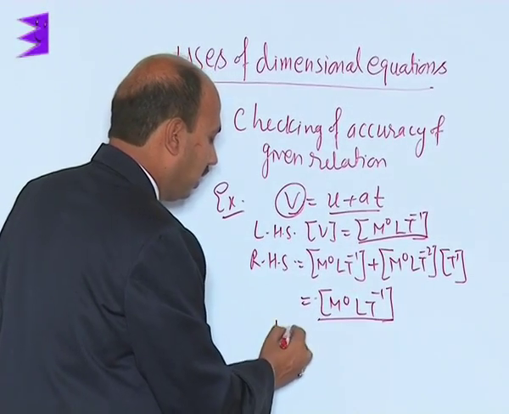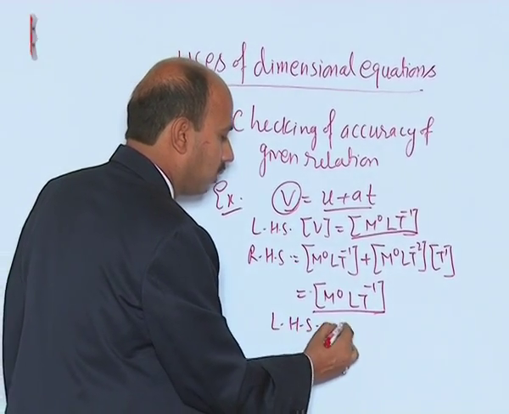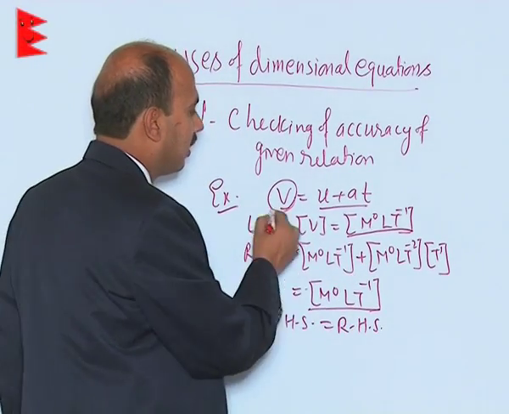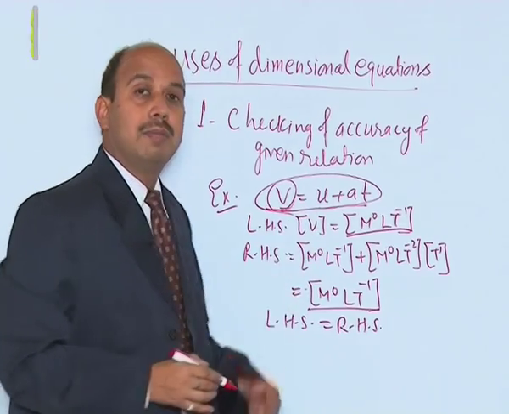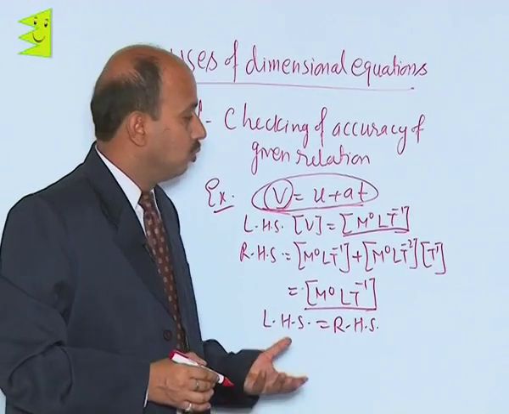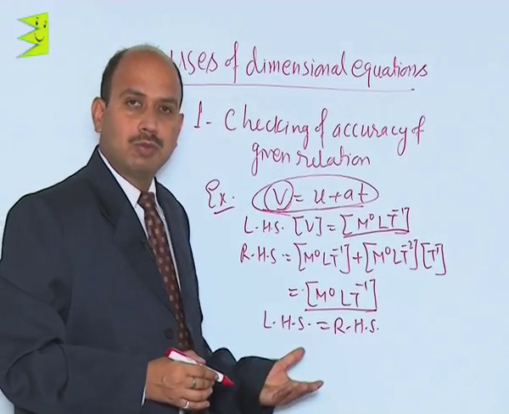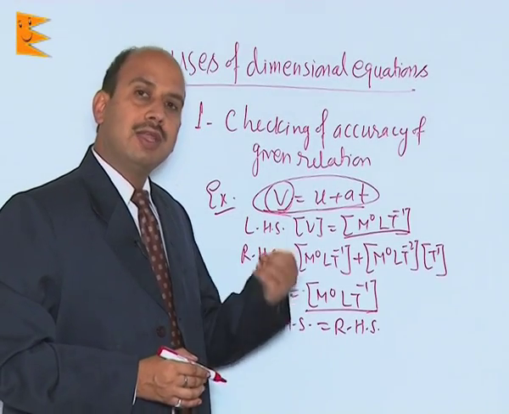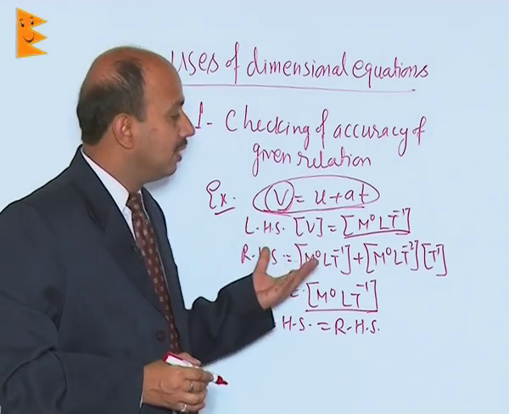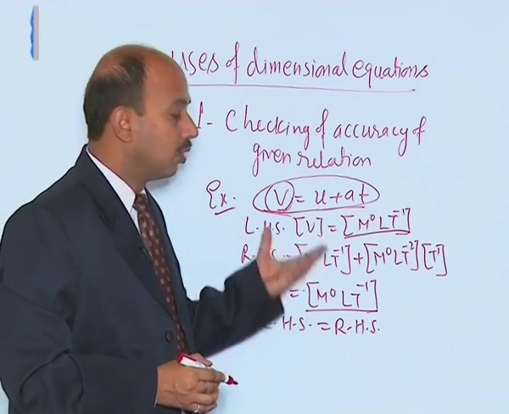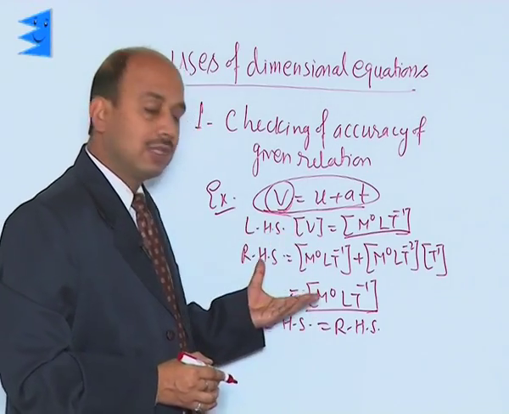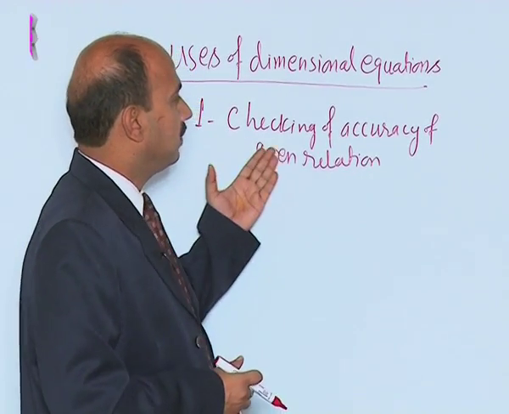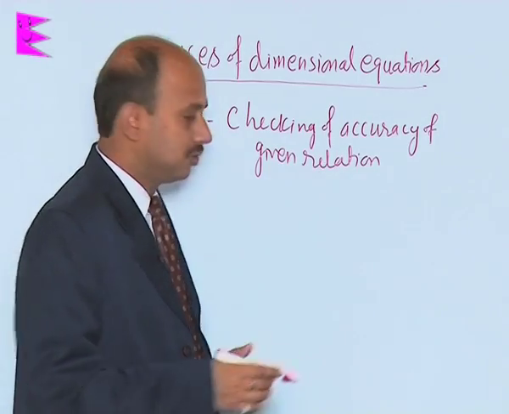So, you can write left hand side is equal to right hand side. It means this given relation is correct dimensionally. So, just we have written the dimensional formula on both the sides of the equation and equated. If you are getting any number or any other quantities which are dimensionless, that cannot be solved or that cannot be checked here. So, now take another example of the checking of accuracy of given relation.